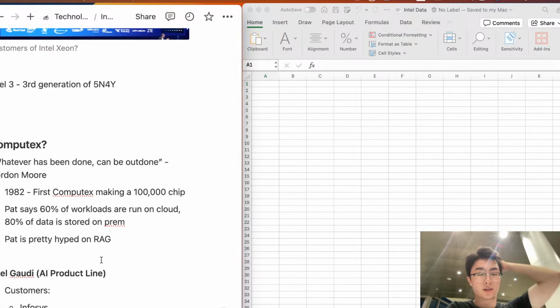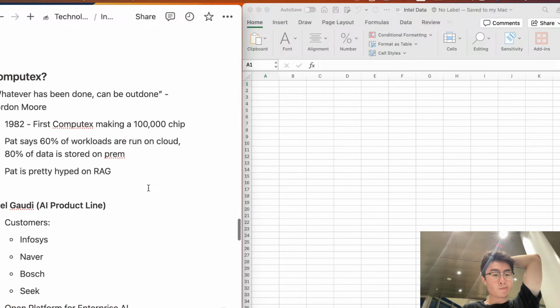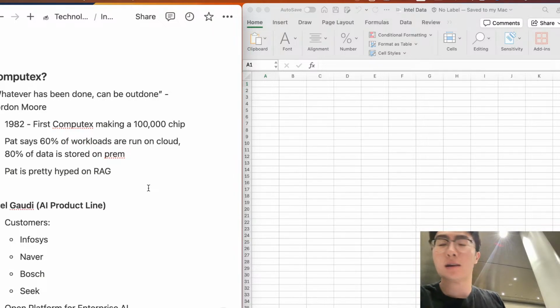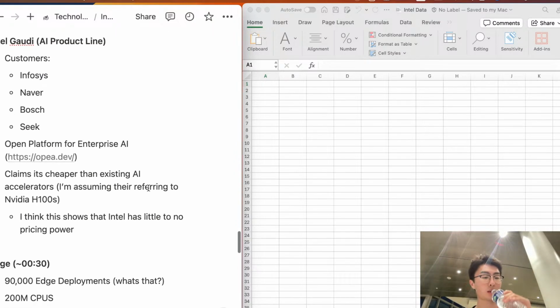Intel 3, so this is their 5 nodes in 4 years process strategy. 80% of data stored on-prem, hyped about retrieval augmented generation.